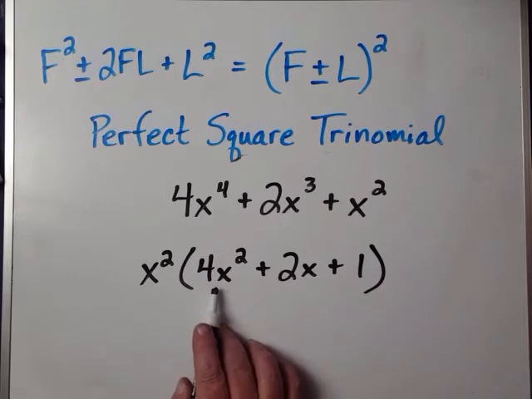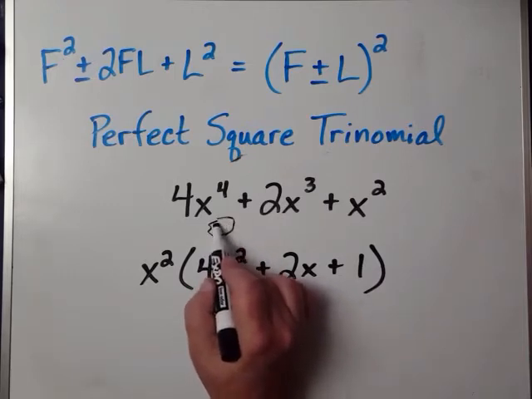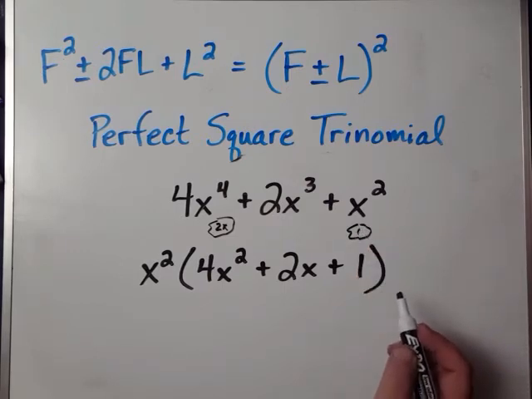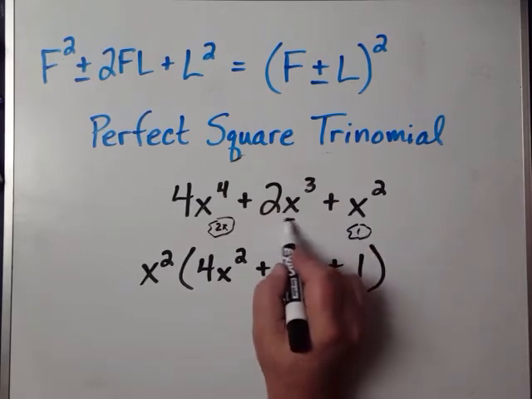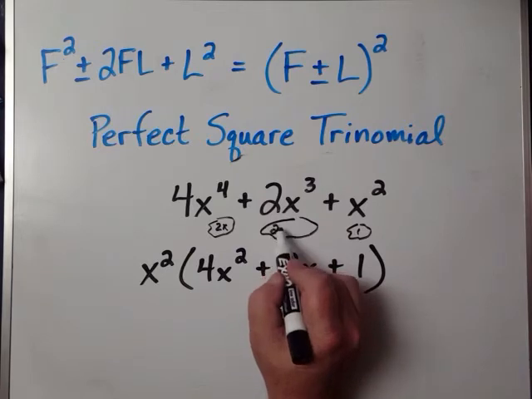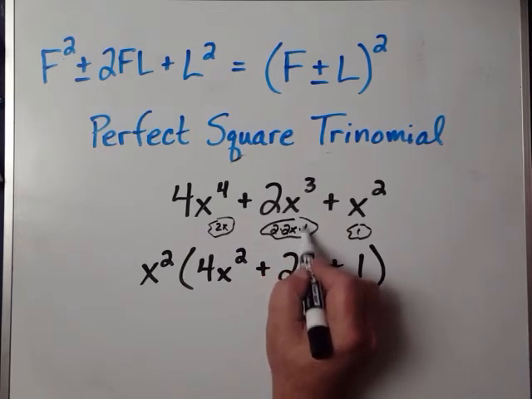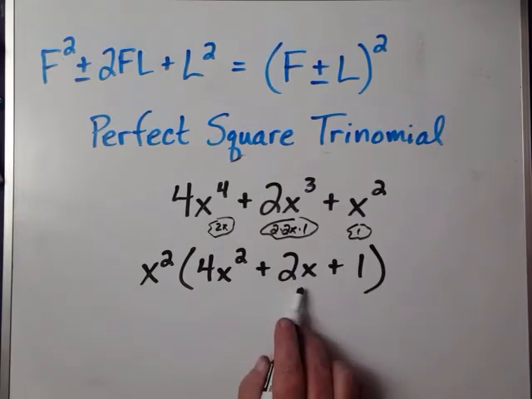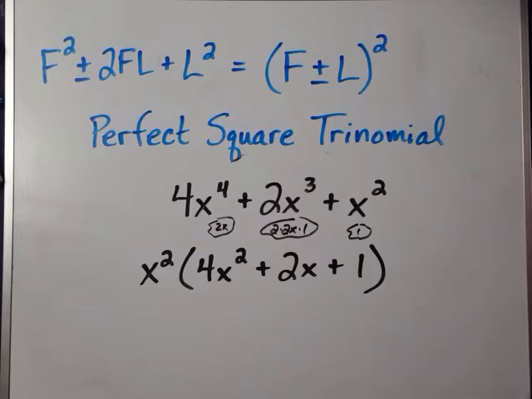Well, looky here. It starts with a square, the square of 2x, and it ends with a square, the square of 1. I wonder, is this term in the middle double the first times the last? Double the first times the last would be 4x. So no. No, this is not a perfect square trinomial.